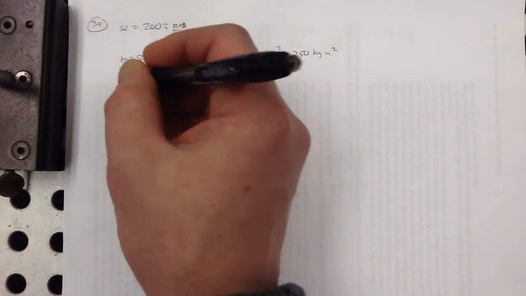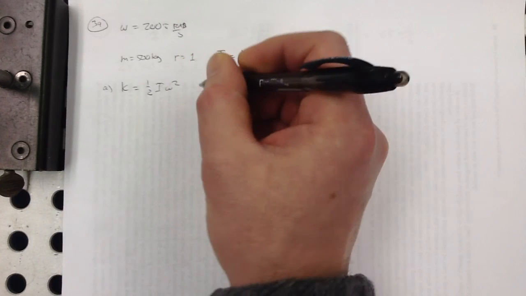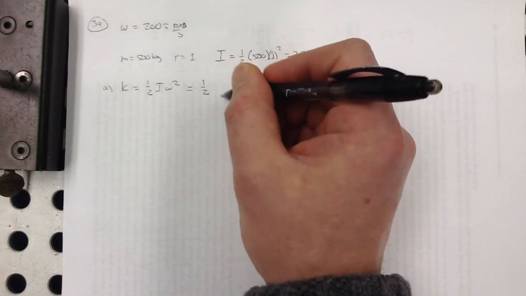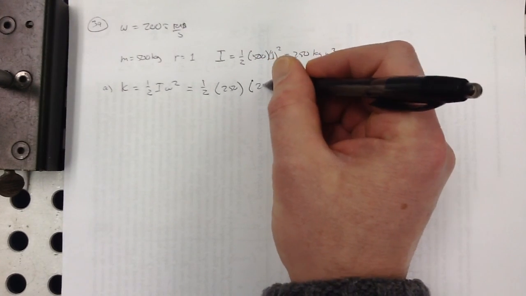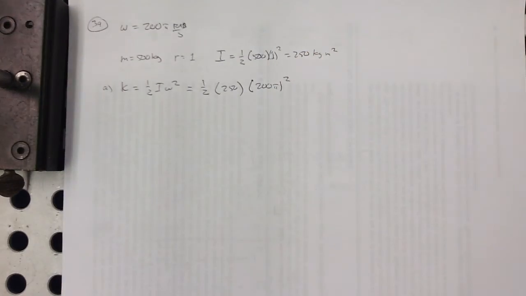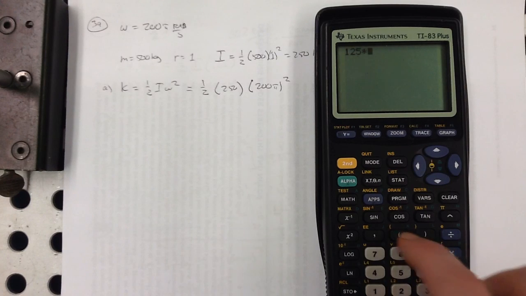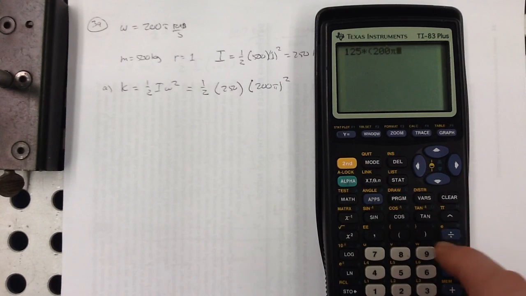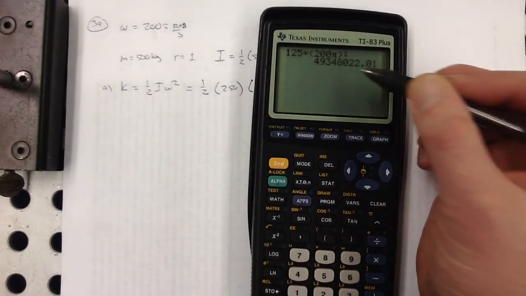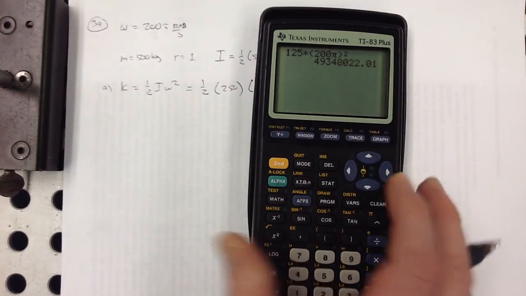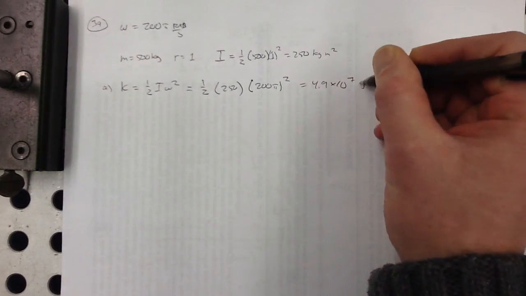So that means at its maximum there. So the kinetic energy of the flywheel would be 1/2 I omega squared, which is 1/2 times the moment of inertia, which is 250, times omega, which is 200 pi. So let's see, that's half of 250, that's 125 times 200 pi squared. That's a lot. So about 4.9 times 10 to the 7th joules.